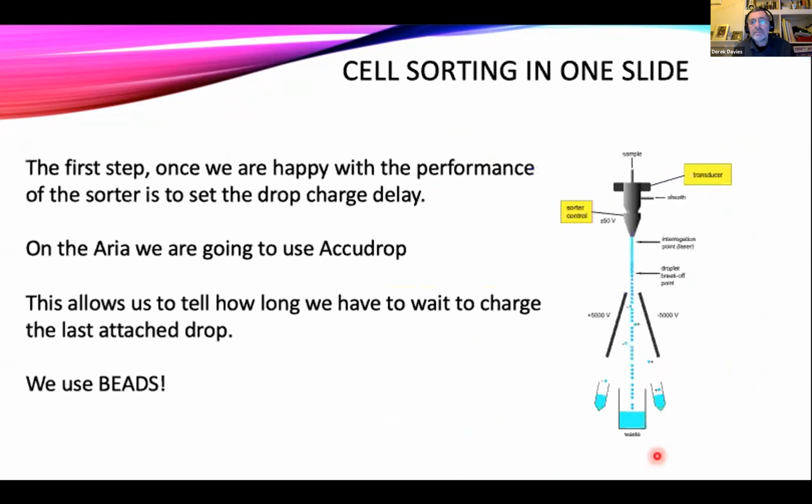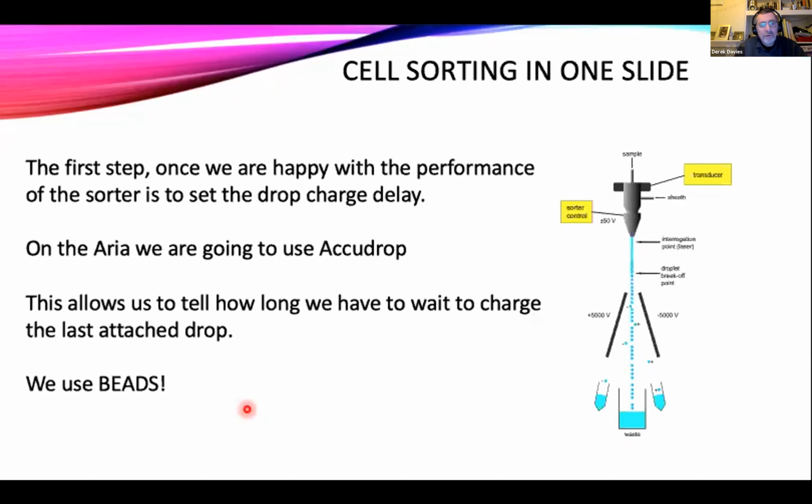So as with any flow cytometric experiment, the first thing we're going to do is make sure we're happy with the performance of the sorter. We've actually already done that, but Kathy will maybe briefly mention that when we go to the ARIA in a second. But the important thing in the cell sort is to set that drop charge delay, the time it takes our cells to go through the interrogation point until they come to this last attached droplet, the break-off point. To do that, as in many things in cytometry, we're going to use beads, because working out how long it takes a cell, or a bead in this case, to pass from the interrogation point to the break-off point tells us how long we have to wait to apply that charge.